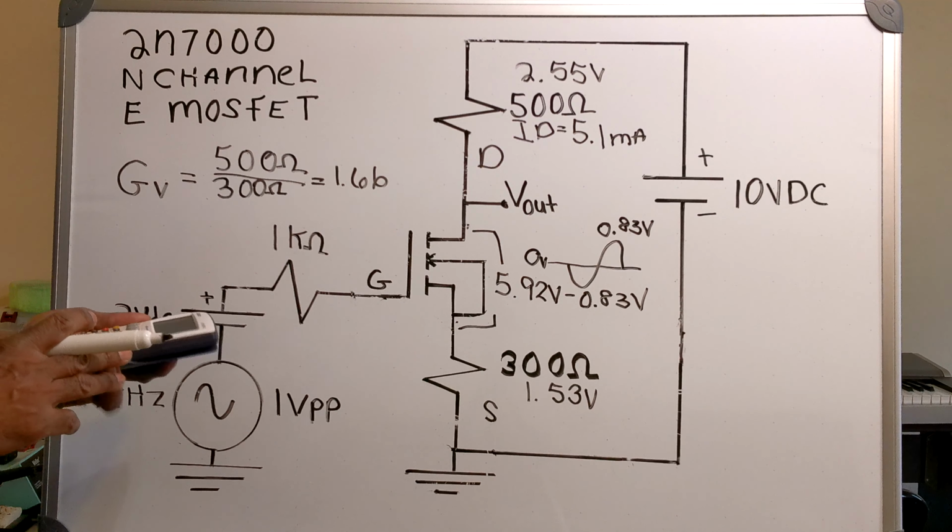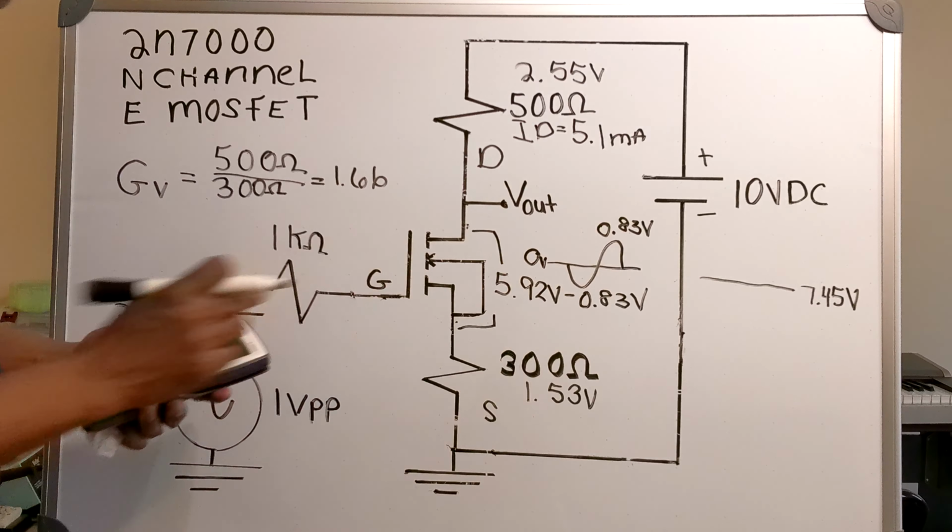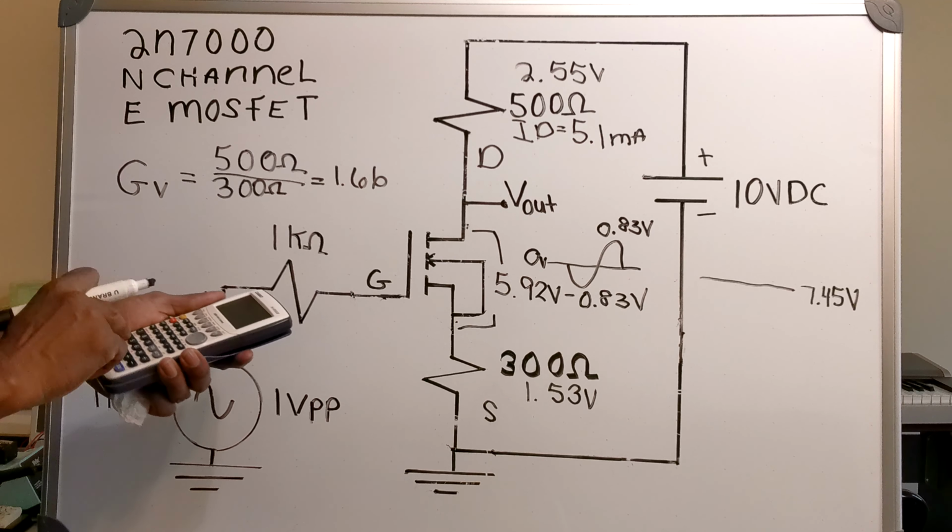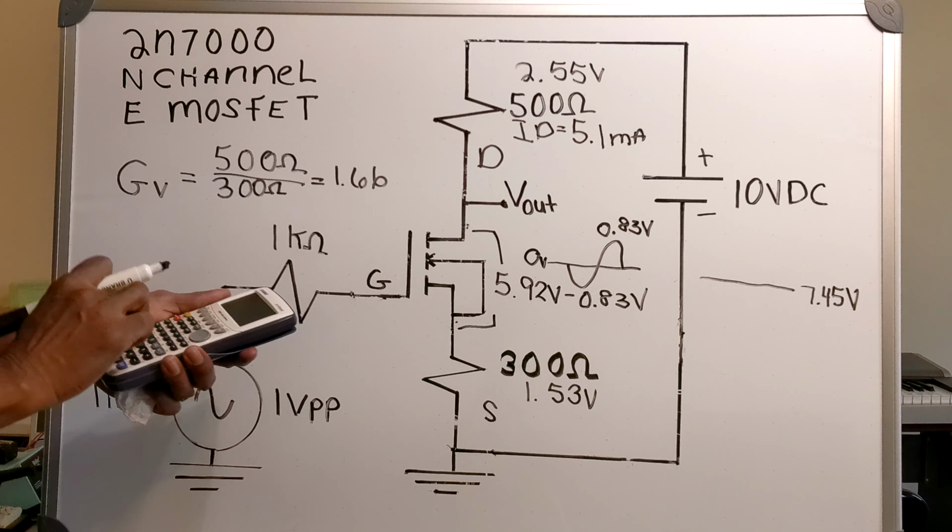So now, this will change and this will change. So now, I'm going to add 7.45 volts onto my 0.83 volts. 7.45 plus 0.83. I'm going to redraw my sinusoidal output. I'm going to get a voltage of 8.28 volts at the top.